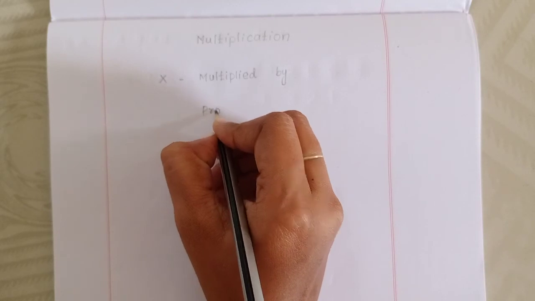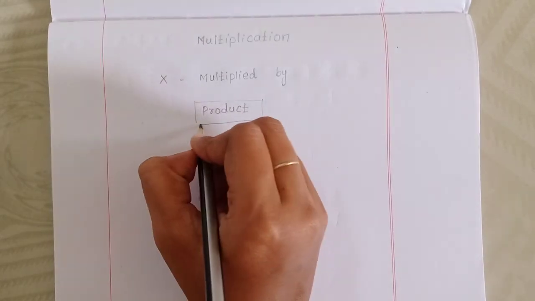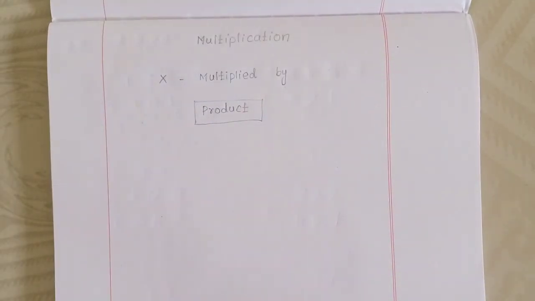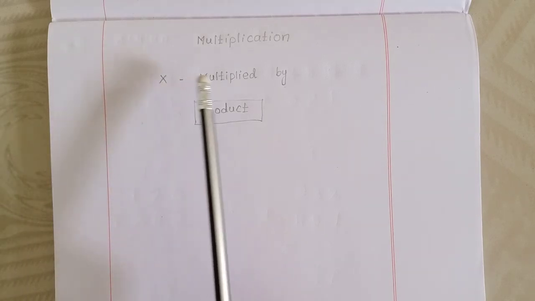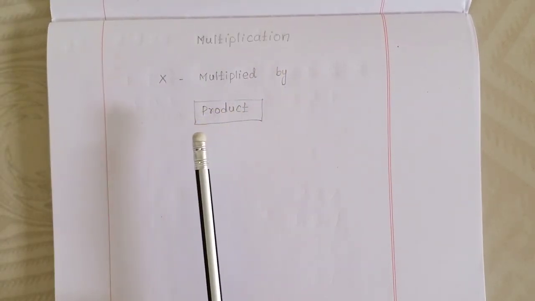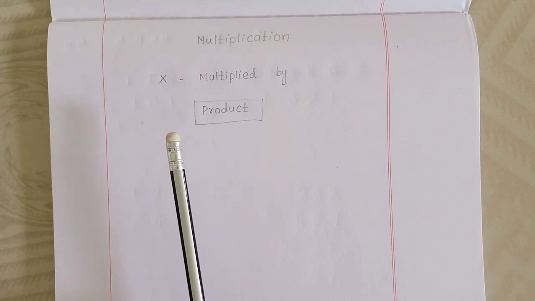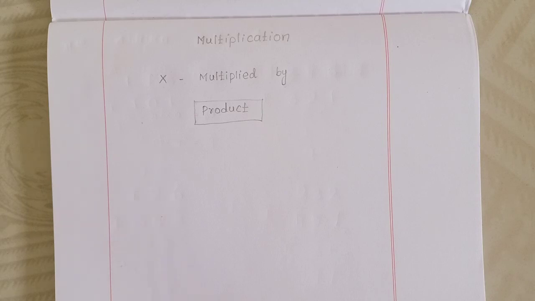Then multiplication answer is called the product. P-R-O-D-U-C-T. Product. Open your mouth and say the spelling for product. P-R-O-D-U-C-T. Product. This symbol is read as multiplied by. The multiplication answer is called the product. Do you understand, children? Okay, very good.